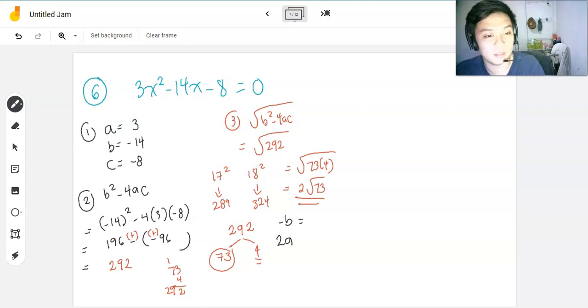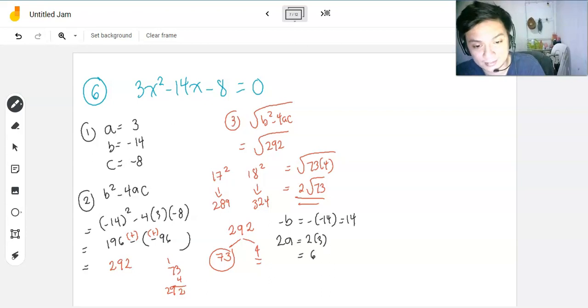Ano ang negative of b? Bali, negative of negative 14 yan will just be positive 14. 2a is 2 times 3, therefore 6. Okay, so let's have step 4. Again, drawing ko lang yung mukha ko.